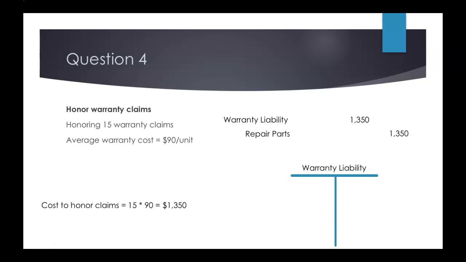So let's take a look at a T account for warranty liability. We initially credited $4,500 to our warranty liability. Then we debited $1,350. So after honoring these warranty claims, we would still have $3,150 in our warranty liability account. So we are still thinking that we will have to be liable for about $3,000 worth of warranties.